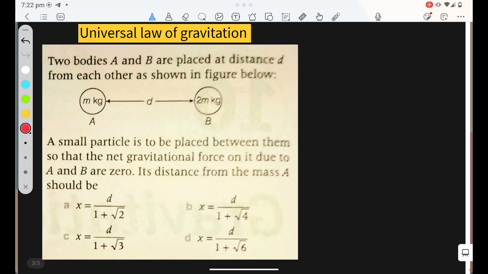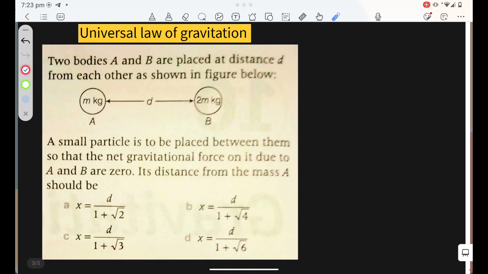In this video, we are going to discuss this question and its solution. So let's begin. The question is from the topic Universal Law of Gravitation. The question states that two bodies A and B are placed at distance d from each other as shown in the figure. So there are two bodies, two masses, one is of m and the second one is of 2m. The first one is mass A, the second one is mass B, and they are separated by a distance of d.